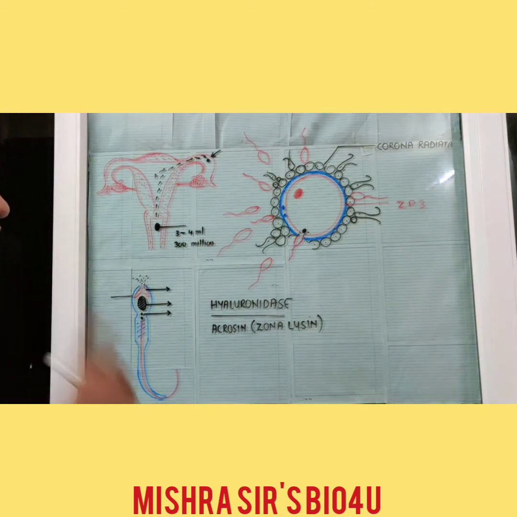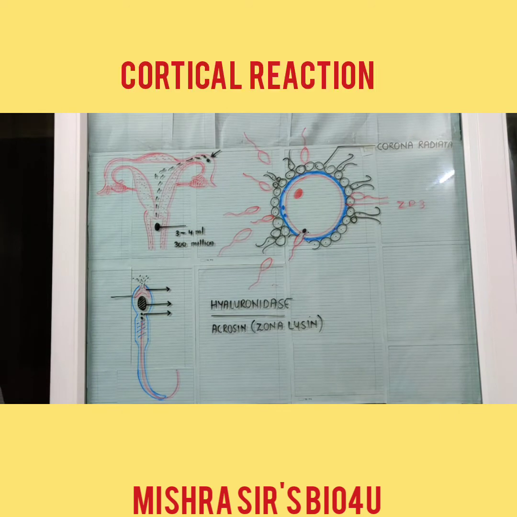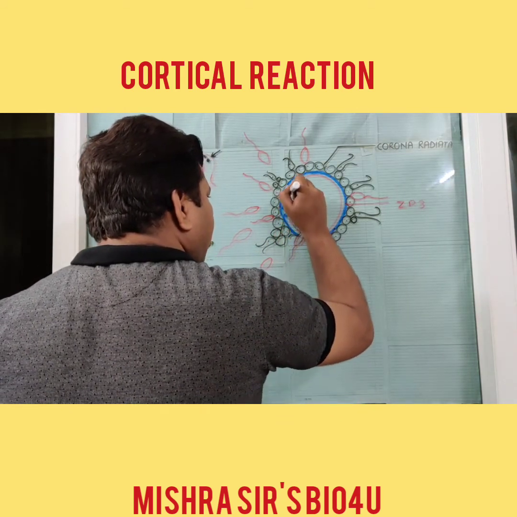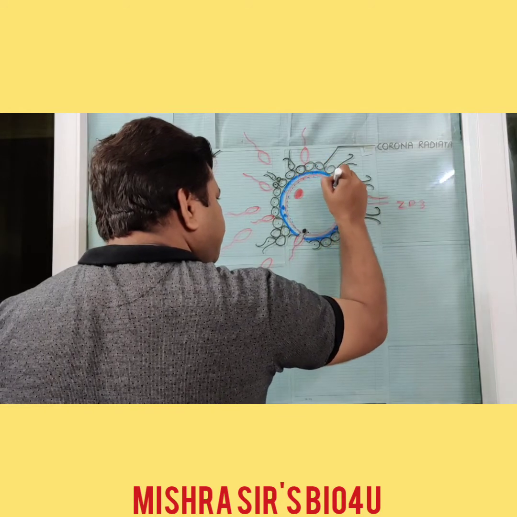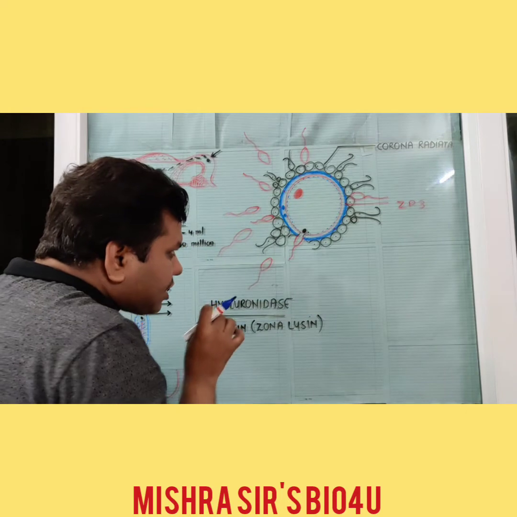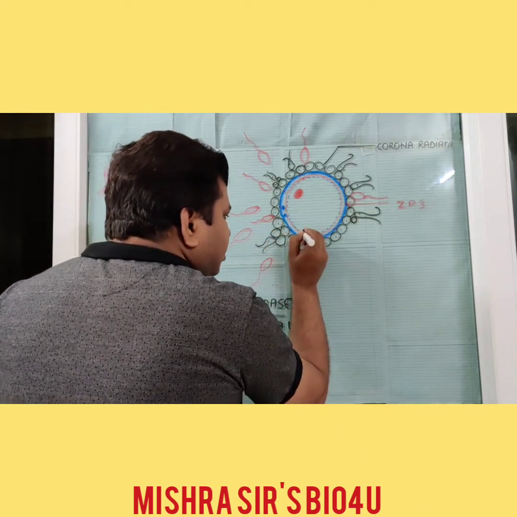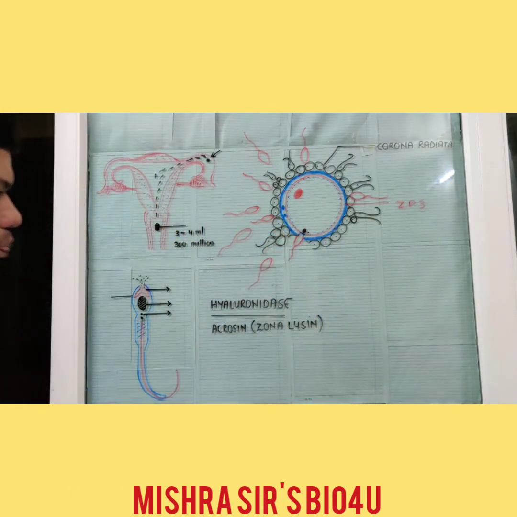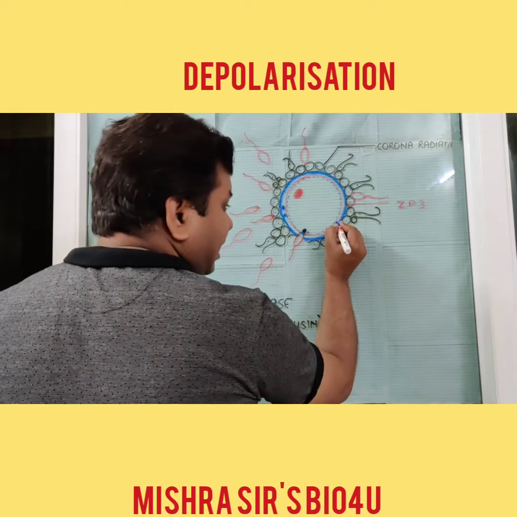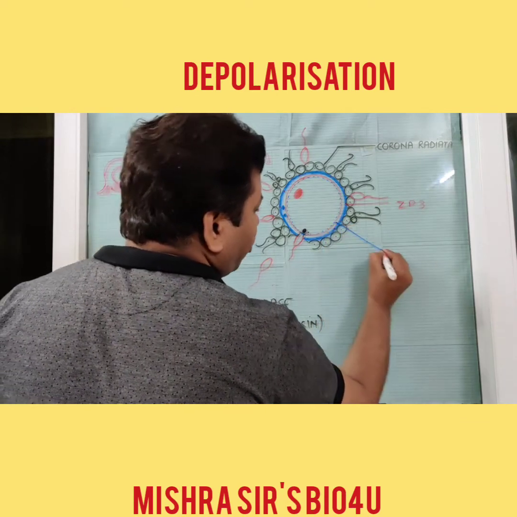Now here a very important step takes place, which we call the cortical reaction. Now what is this cortical reaction? Remember, this cytoplasm shows a large number of cortical granules. The moment one sperm enters, the cortical granules plug the opening. Second, the egg membrane, that is the vitelline membrane, undergoes depolarization.